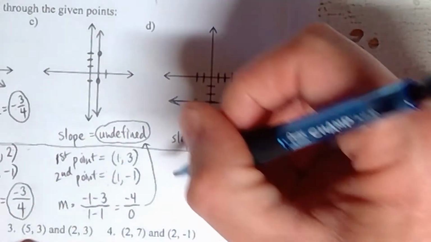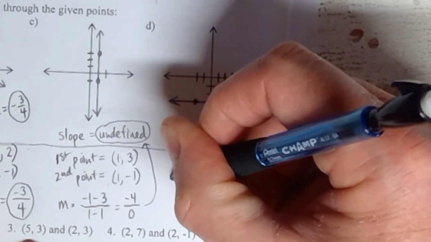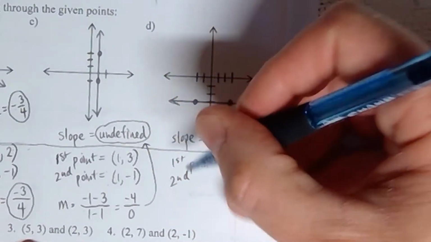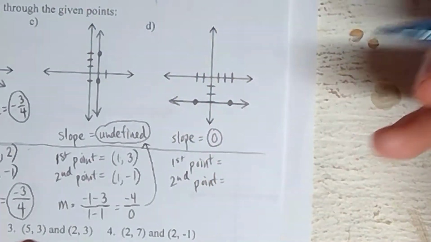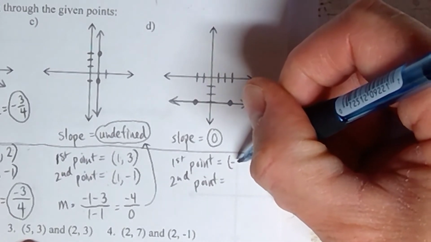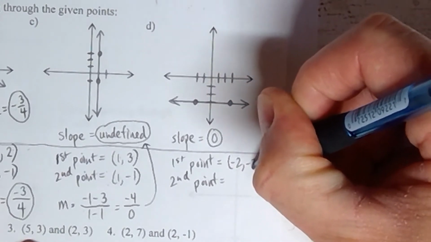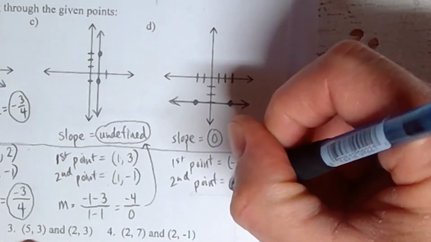Okay. But if you want to do the other formula here, you're going to see that we get the same answer. Let me show you that. So the first point is -2, -3, and that second point over there is 3, -3.